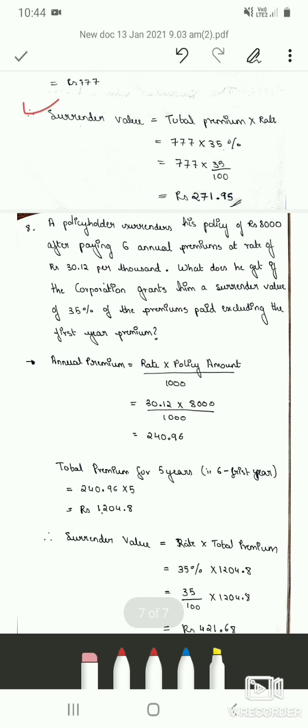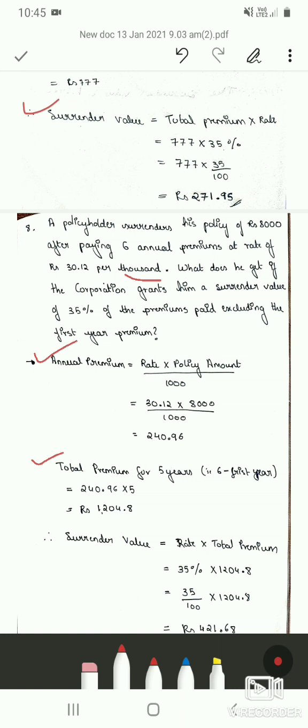So the 8th problem is, a policyholder surrenders his policy of rupees 8000 after paying 6 annual premiums at the rate of rupees 30.12 per 1000. What does he get if the corporation grants him a surrender value of 35% of the premiums paid excluding the first premium? Here the annual premium is again rate into policy by 1000 and the rate given is 30.12 and the policy amount is 8000. So here it is per 1000, therefore in the denominator we have 1000, and the annual premium would be rupees 240.96.